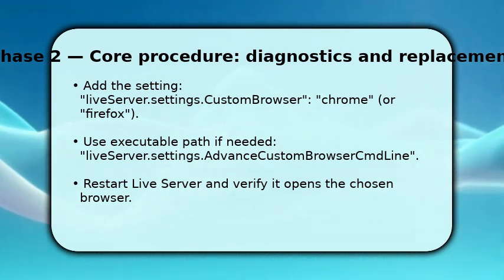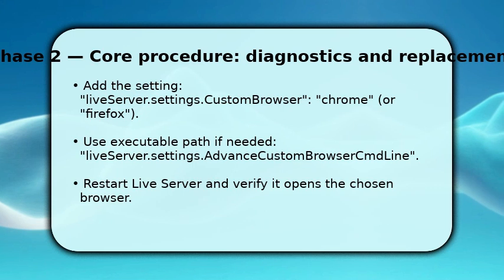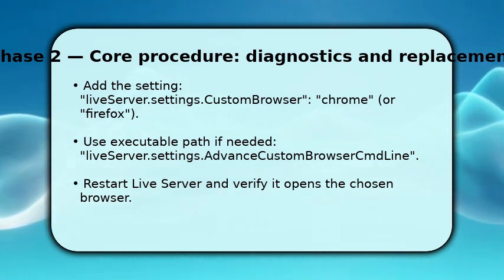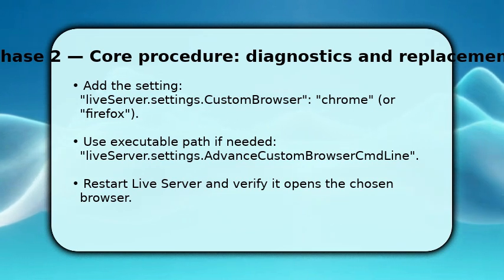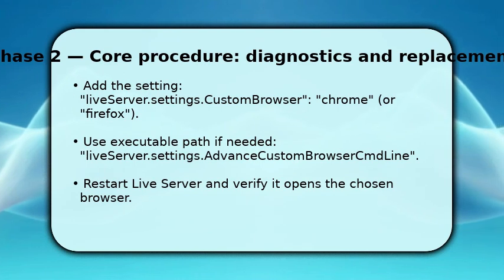If you need a specific executable or flags, add liveServer.settings.AdvancedCustomBrowserCmdLine with the full path and args. Save the file, close any running Live Server instances, then relaunch Live Server so your new preference takes effect and the correct browser opens immediately.